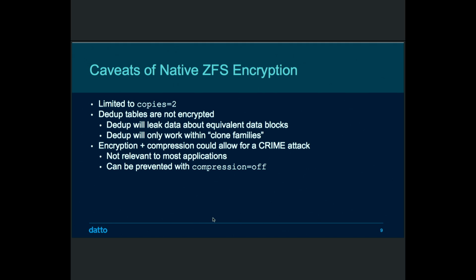Dedupe tables themselves, like I said, are not encrypted, but the data that is in a dedupe table is encrypted. What this means is that you'll still be able to see some patterns in your data. Within an encrypted data set, you're going to be able to see which blocks have deduped against each other. The last thing, and I encourage people to Wikipedia it if they're interested, is something called a CRIME attack that is not applicable to 99% of applications. If you're really concerned about it, you can get around it by turning compression off, but for most applications this won't really matter, so we're not making it mutually exclusive.